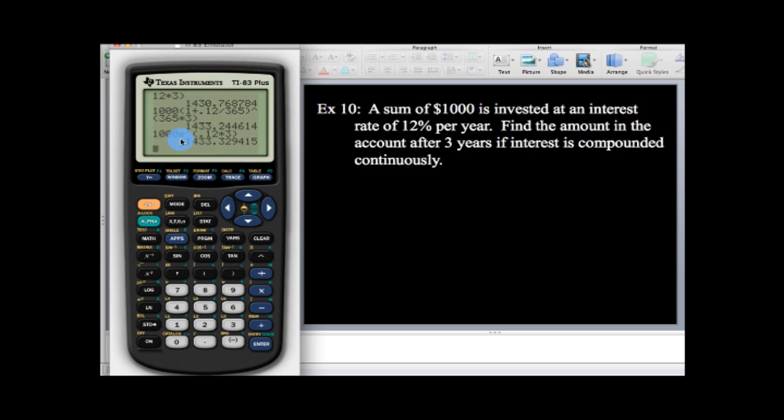12%, a pretty high interest rate. $1,000, a pretty low amount of money for an investment. Section 5.1, and you can see that and go ahead and get started on that. You'll have time tomorrow to work on that in class, so go ahead and get started on that.